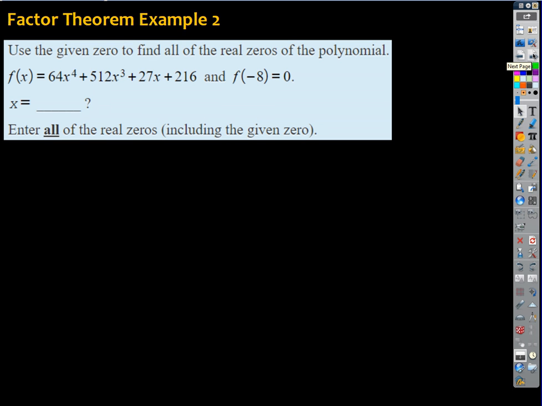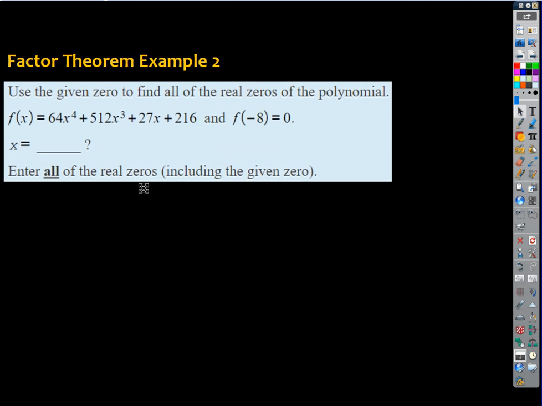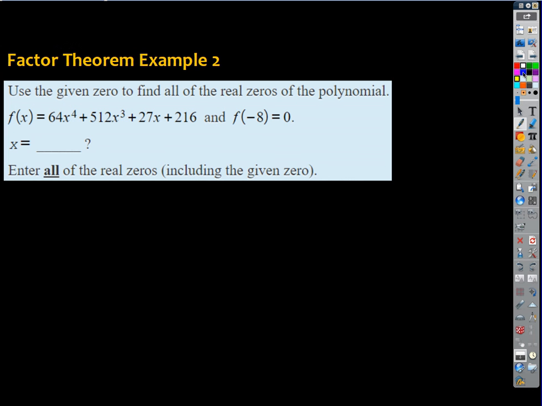Now it says find all the real zeros this time, right? We're only looking for real zeros. Okay, so we got one. One of them is negative 8. And it wants us to enter all of the real zeros, including the given zero. So if we're keeping a list up here of all of our zeros, one of them is negative 8. Let's keep going from there, right? So how do we find the others?